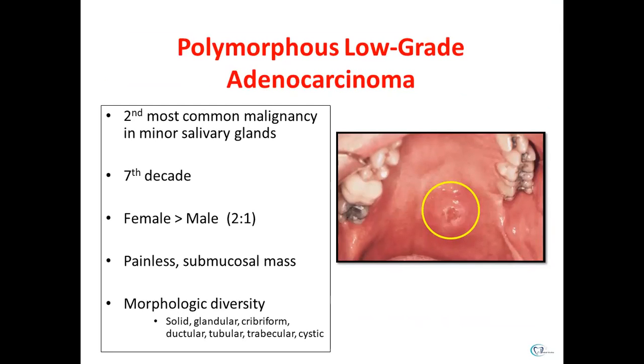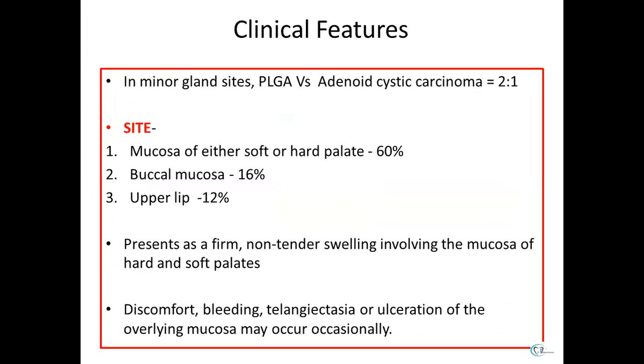When we talk about the age predilection, the most common age is the 7th decade. When we talk about the gender predilection, it is more commonly found in females. The ratio is 2:1. Usually, it is painless. It is a submucosal mass, and in the morphology, it shows diverse features. When we compare PLGA with adenoid cystic carcinoma in the minor glands, it is twice as common as the adenoid cystic carcinoma.